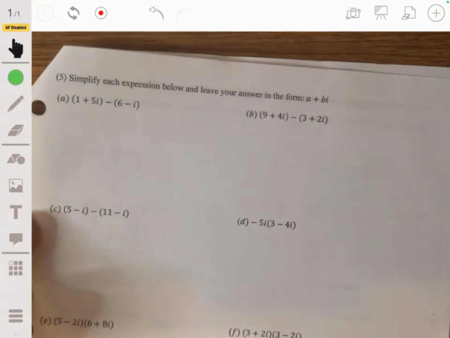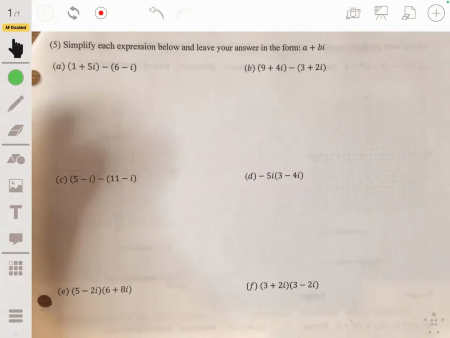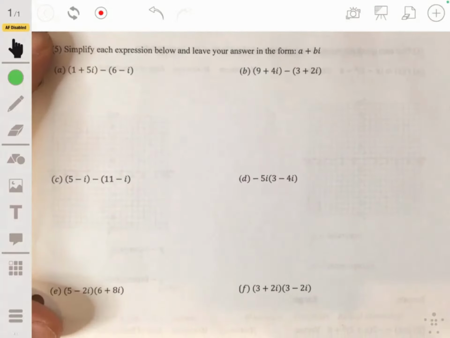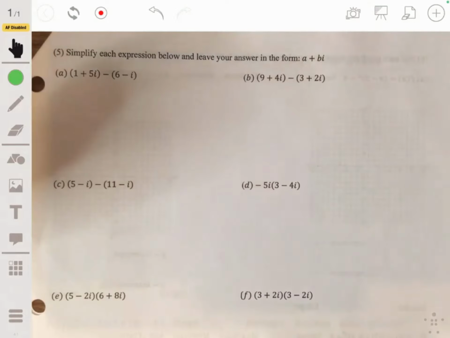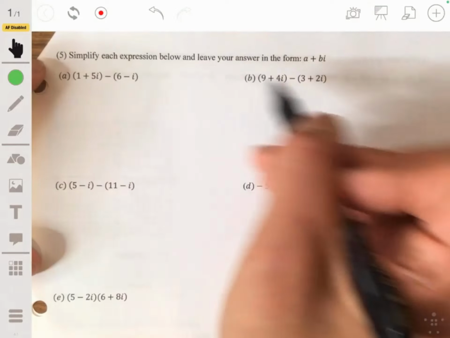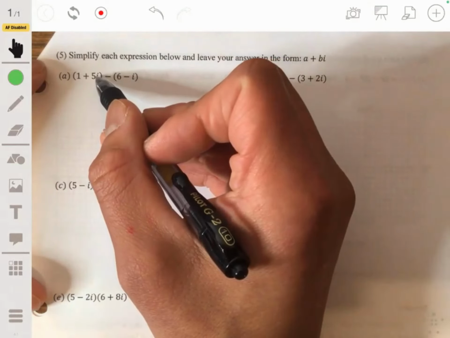All right, problem 5. Okay, now we're moving on to imaginary numbers and how to use operations with them. For these ones, when you're adding or subtracting, just think of i like it's a like term.